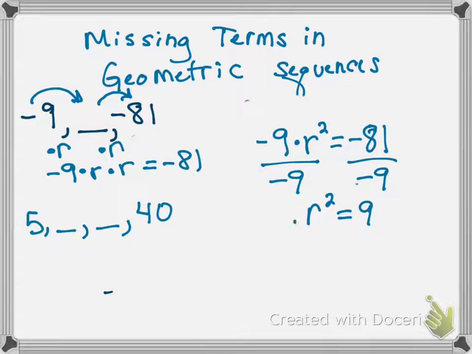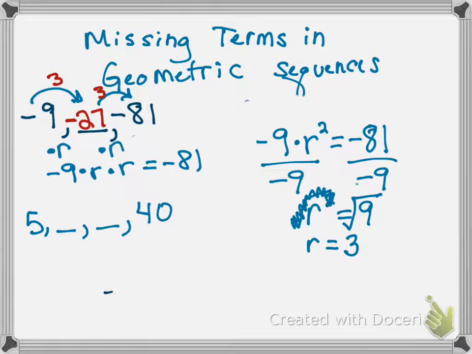Well, just like on the Pythagorean theorem, if you've got r squared and you want to get rid of the squared, you do the opposite of squaring. You take the square root and it cancels out the square. So my ratio, in this case, is 3. Let's go back and see if it works. So -9 times 3, that would make -27, and it would still be negative. -27 times 3 would make -81. That worked.